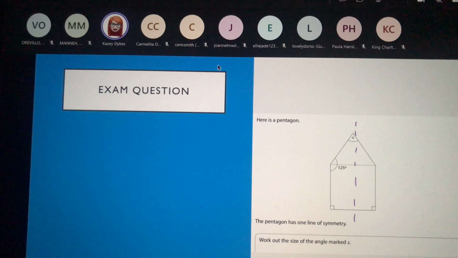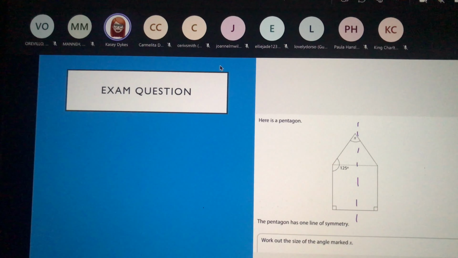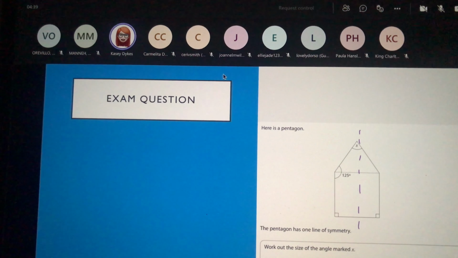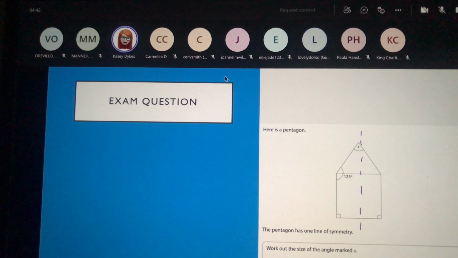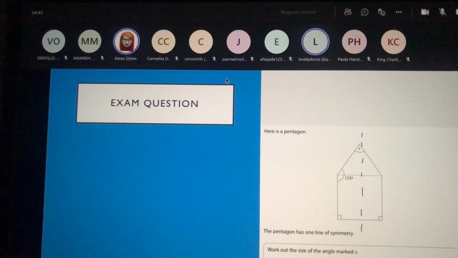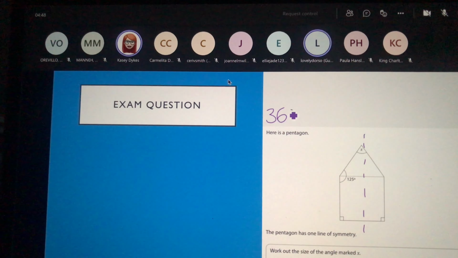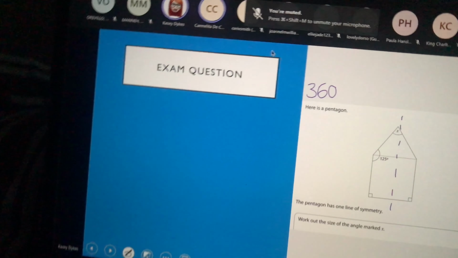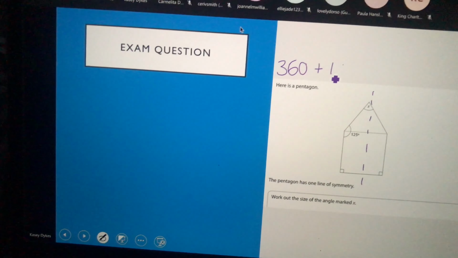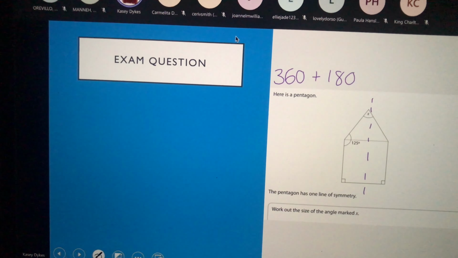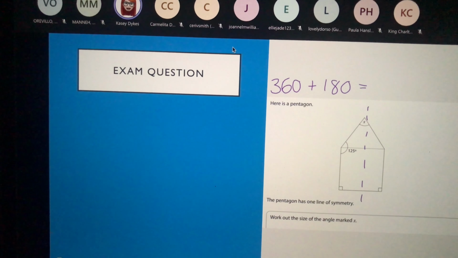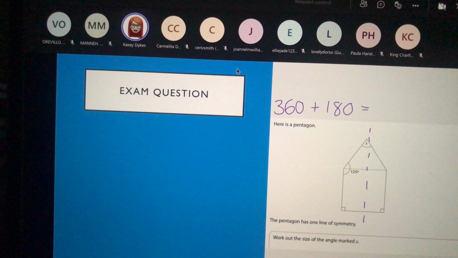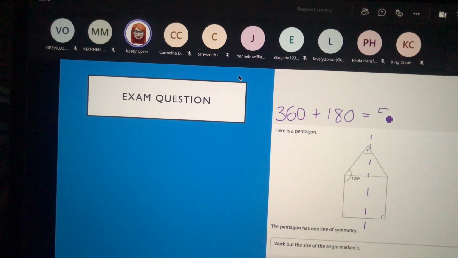So there's a couple of solutions you can take. One of them is, if we know how many degrees there are in a quadrilateral, 360, and how many degrees are there in a triangle? 180. 180, good. So if we add them together, we get the total number of degrees in that whole shape. So how many degrees are in the whole shape? 540. 540, good.